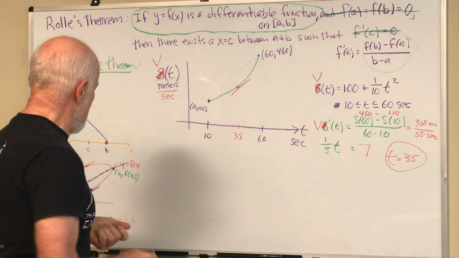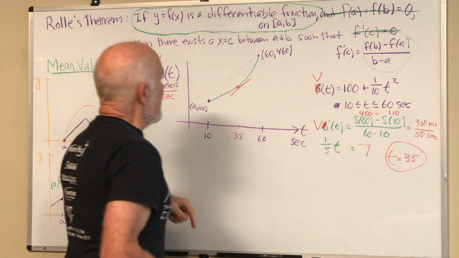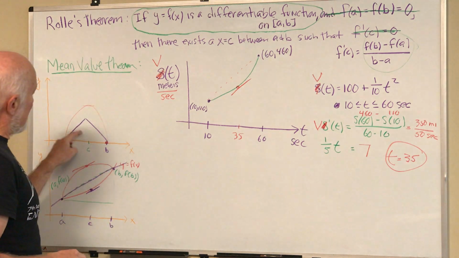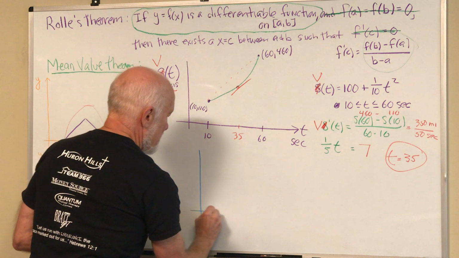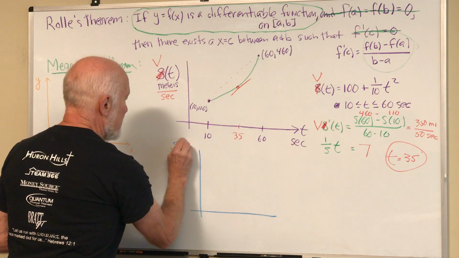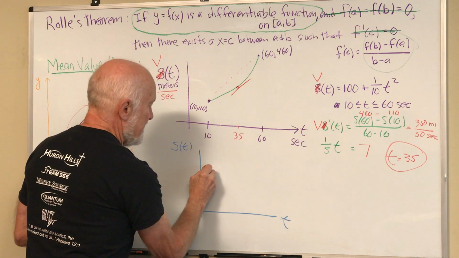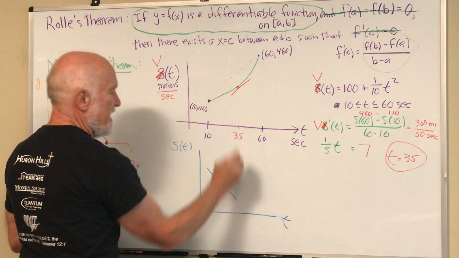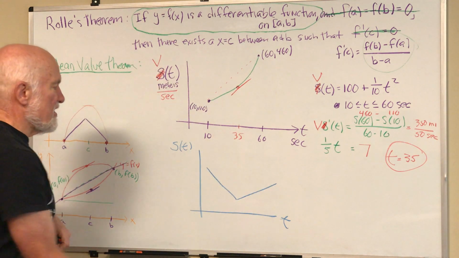Okay, now, before I go to one more example, just to show you that it has to be differentiable, what if I had a case like this, where this was the position and this was the time, and instead of getting a nice parabola, say it looks something like this.